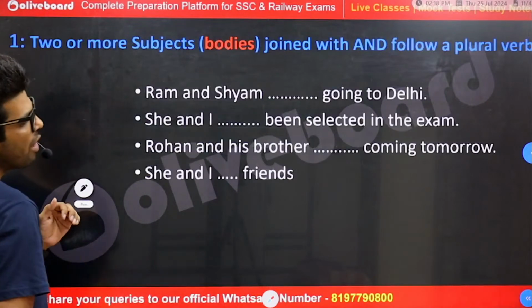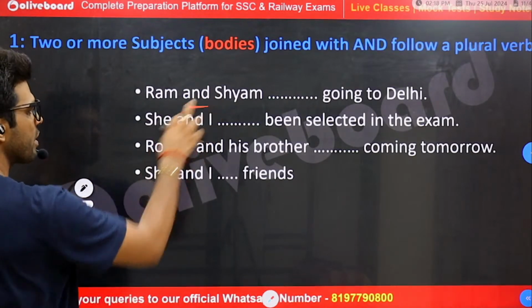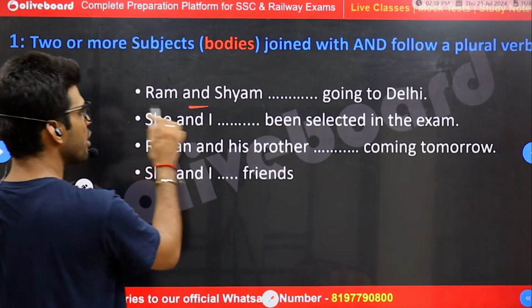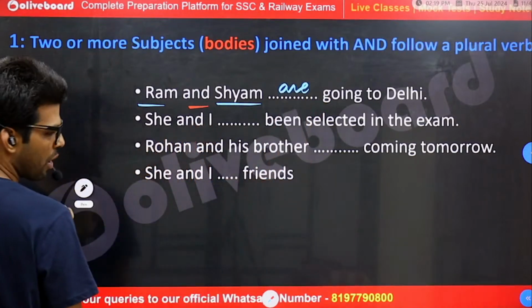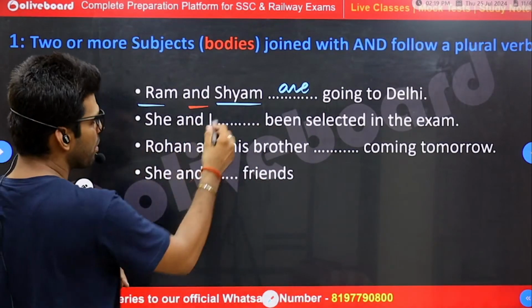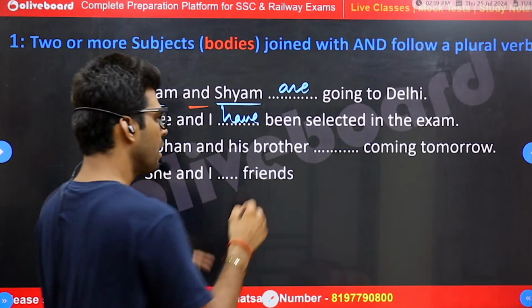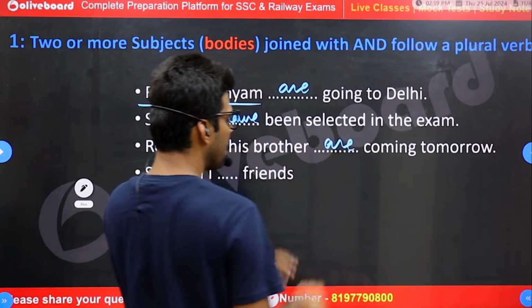Done. When you add a couple of bodies, a couple of subjects with the help of this conjunction and, which already joins, we get a plural verb. So when you talk about Ram and Sham, they are 2 people. Won't be saying is going to Delhi, say are going to Delhi. She and I, a couple of subjects. She and I, 2 people, have been selected. Rohan and his brother, not only just Rohan but also his brother, mathematically those 2 are coming tomorrow.